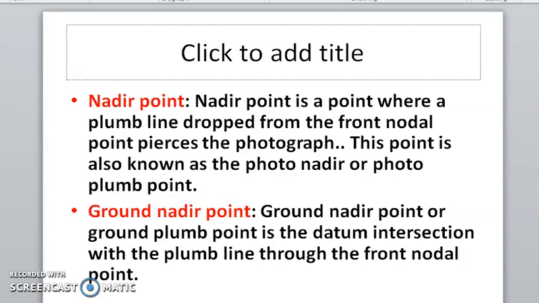Nadir point. Nadir point is the point where a plumb line dropped from the front nodal point pierces the photograph. This point is also known as photo nadir or photo plumb point. Ground nadir point: the ground nadir point or ground plumb point is the datum intersection with the plumb line through the front nodal point.